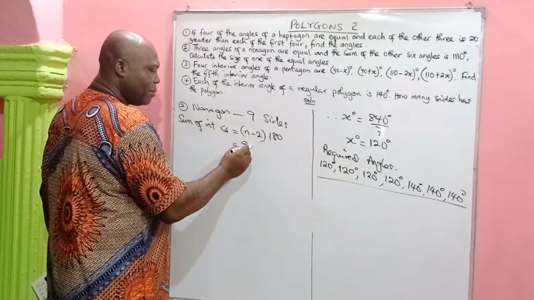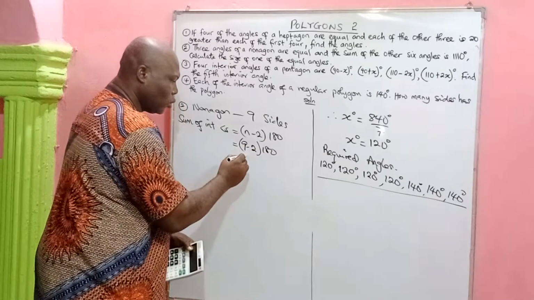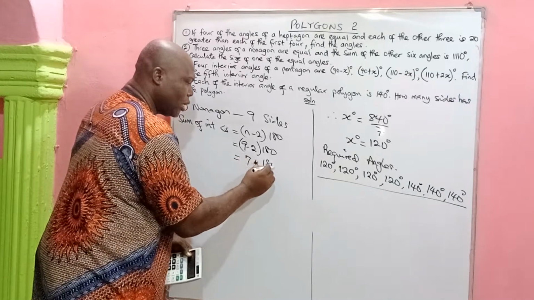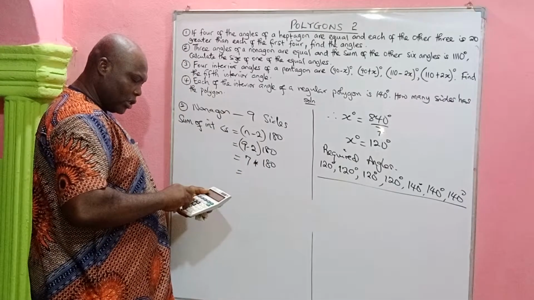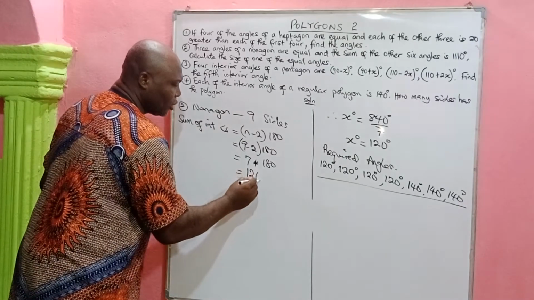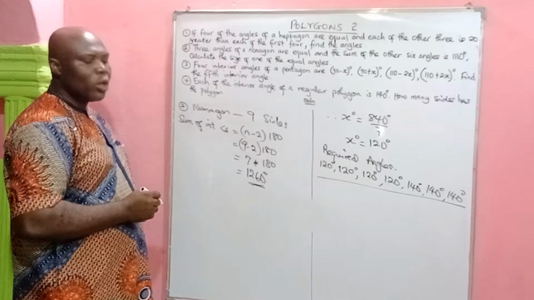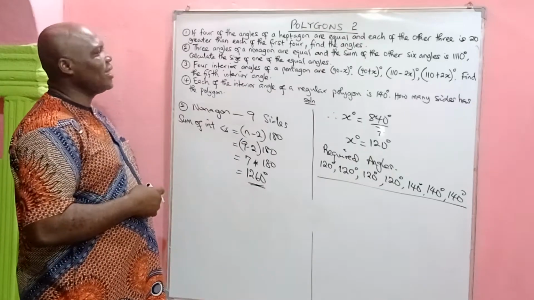So that will be 9 minus 2 times 180. 9 minus 2 is 7, times 180, and that will give us 1260 degrees. It therefore means that the sum of the interior angles of a nonagon will be 1260 degrees.